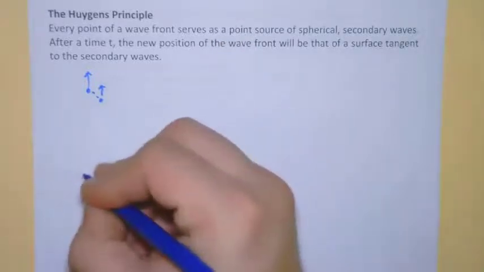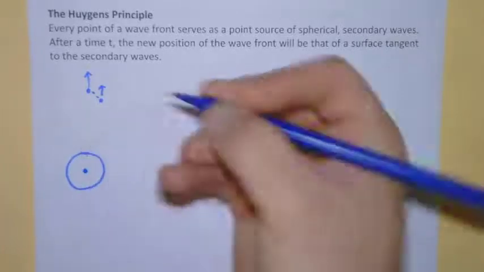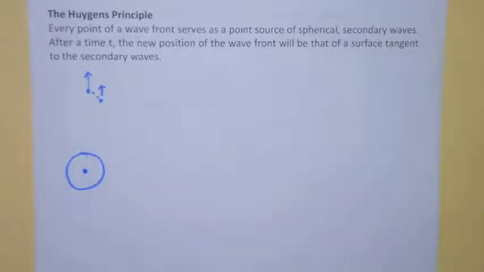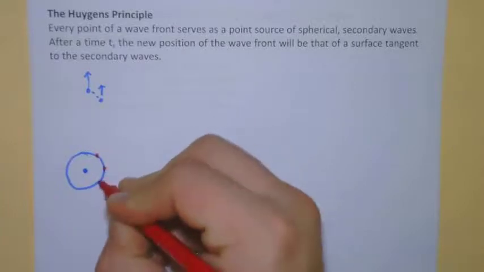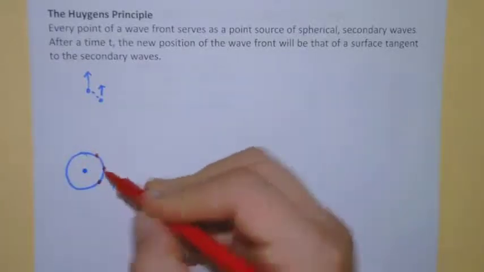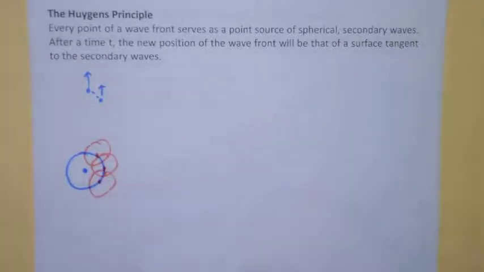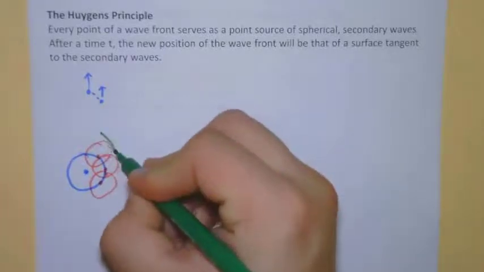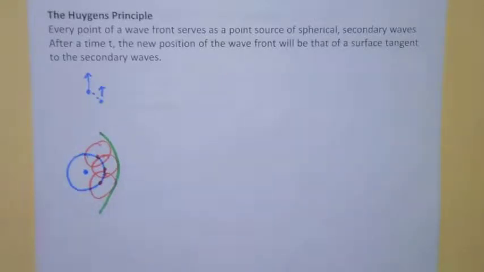So when we have a point source, and that point source is making these little secondary waves, now think of you, for instance, dropping a rock into water. Then on that wave front, every single one of the particles on that wave front is creating its own secondary waves, but we don't see those. What we see is that surface tangent. So that green line there is the wavefront that we see moving towards us.